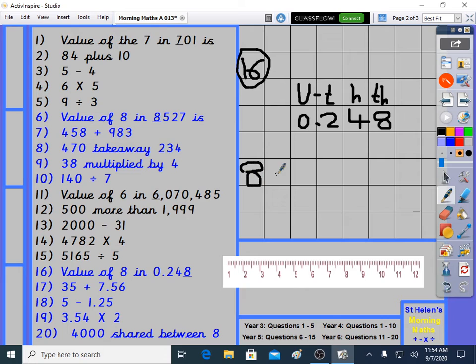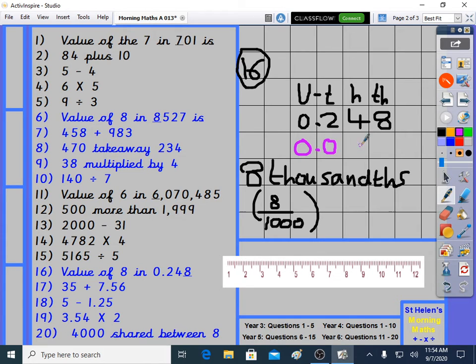This is how you write that. 8 thousandths. Good to practice these spellings. 8 thousandths as a fraction: 8 out of 1,000. And as a decimal, I'll write it under the other number: 0.008. Very small, that is. No whole ones and just a tiny little bit, or 8 tiny little bits. That's number 16. 8 thousandths.